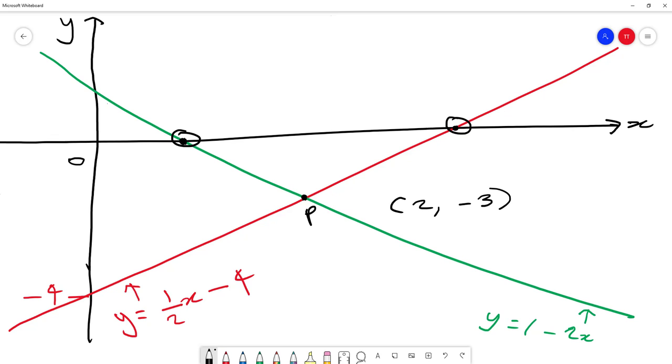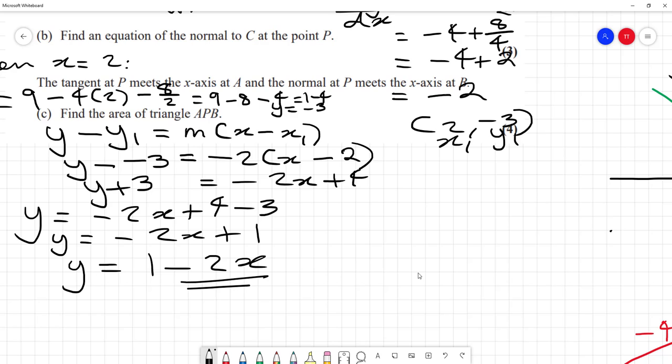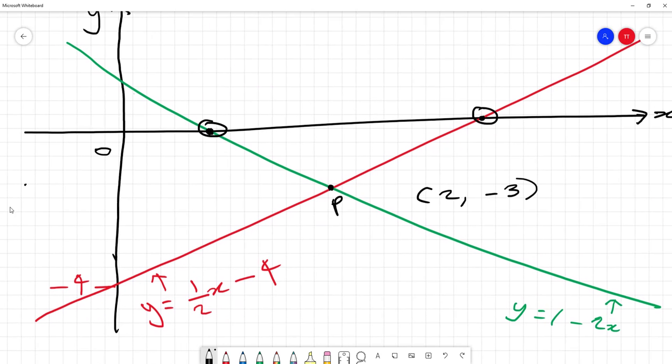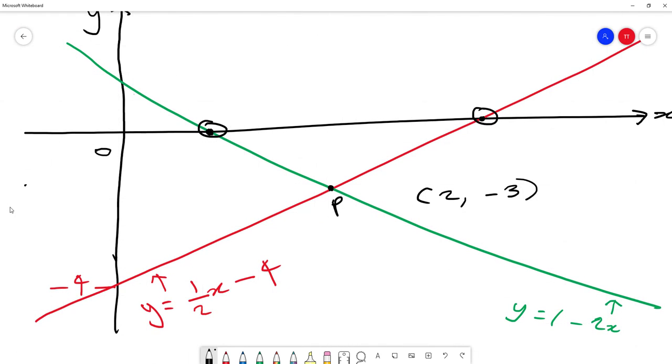Now, they tell us clearly in the question where they meet. If you go back to the question and read it, it says the tangent at P meets the x-axis at A, and the normal at P meets the x-axis at the point B. So we can say that this is A for our tangent line, and this is B for our normal line. So here's the triangle that we need. We know what the height of this is. It's the y distance, which is going to be 3, even though it's -3 going down, but the height of that triangle is still going to be 3.